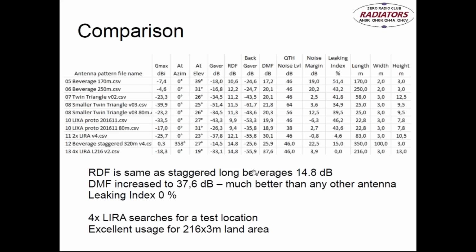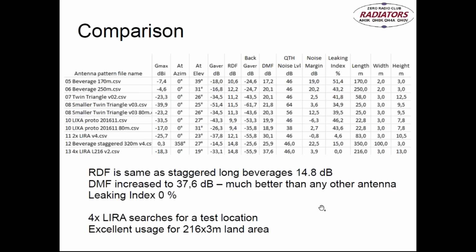So as comparison, the DMF is whooping 37.6 decibels. If you think what this means, the average gain in the rear is 37.6 decibels below the gain maximum. This is a very clean pattern. The noise margin is positive and the leaking index is pure 0.